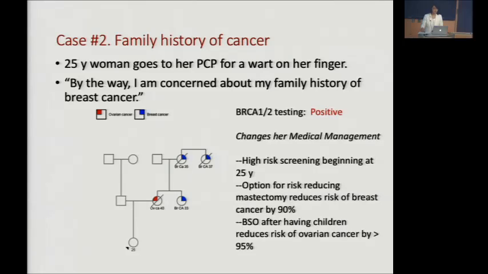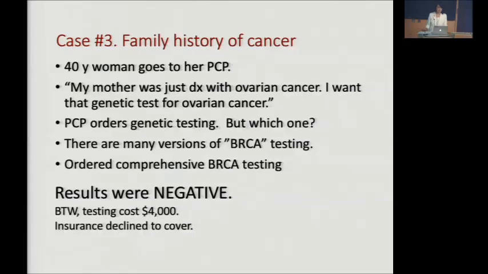So prophylactic risk-reducing mastectomy reduces this woman's risk of breast cancer by more than 90%. And we also know now that prophylactic bilateral salpingo-oophorectomy after having children can reduce her risk of ovarian cancer by more than 95%. So there are extremely effective interventions that can come directly from genetic testing and evaluation. And this makes a huge difference in her life, to change the course of what has previously happened in her family.